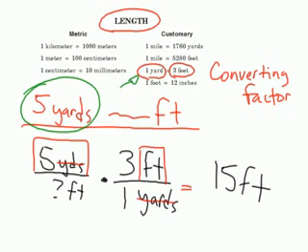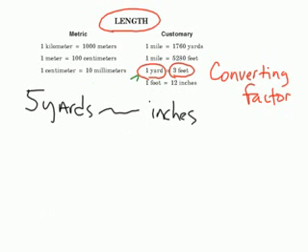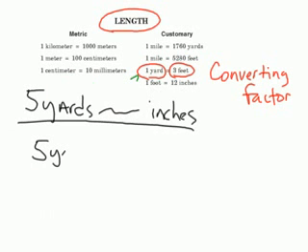But some of you are saying, well, Mr. Trujillo, that's easy. I already know how to do feet to yards. Well, occasionally they may throw in an extra step. They may give you 5 yards and they want your answer to be in inches. Well, you're going to have to write more than one converting factor. I'm going to start off with 5 yards and put that over what I want, or you can just put a question mark to start off with.